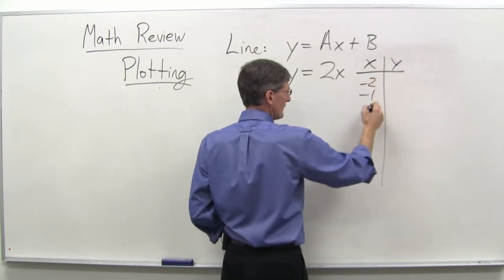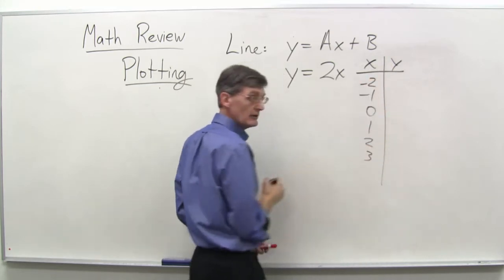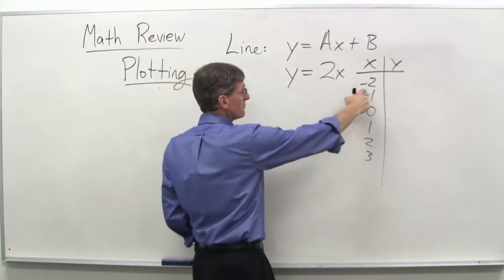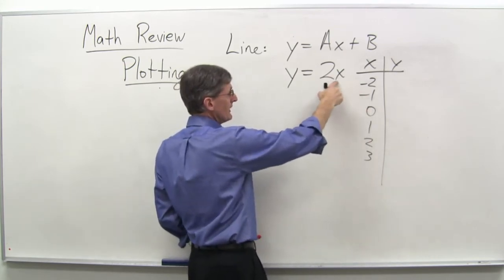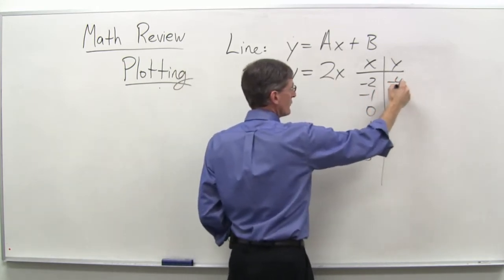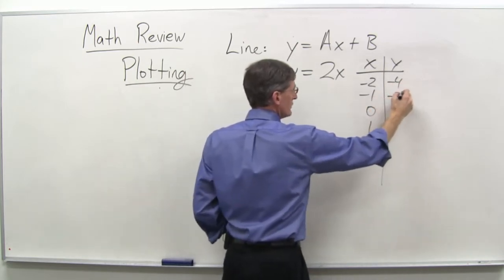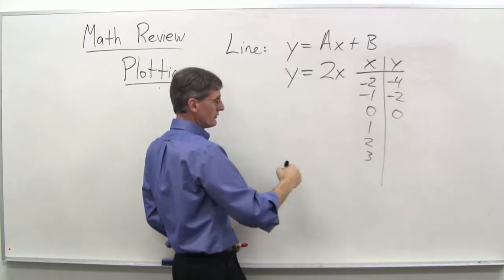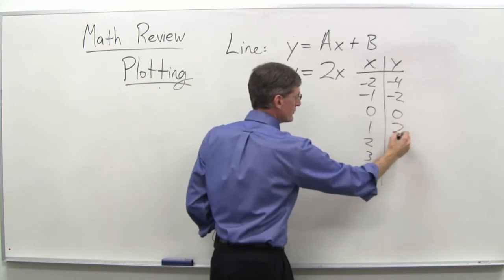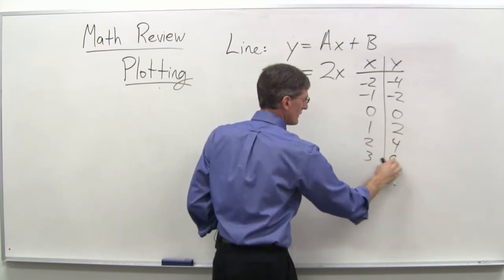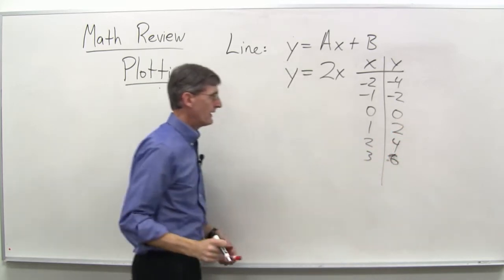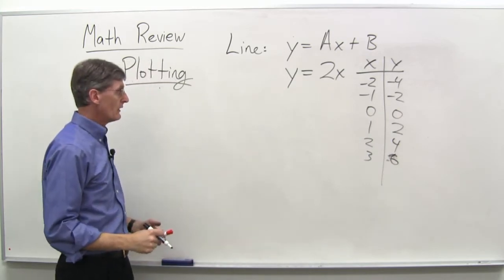We'll just do, say, -2, -1, 0, 1, 2, 3 perhaps. And so plug this in, negative 2 for x times 2, that's negative 4 for y, negative 2, 0, 2 times 0 is 0, 2 times 1, of course, is 2, 2 times 2 is 4, 3 times 2 is not 9, is 6, and so on and so forth with that. And then we plot it.